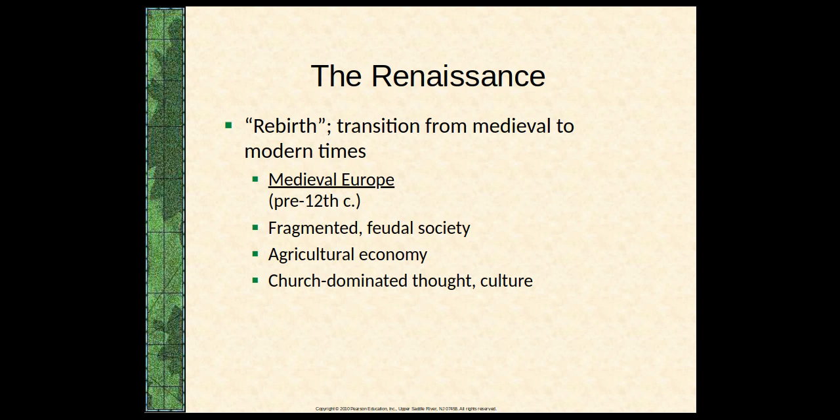This was a fragmented feudal society with manor systems and kings and lords and nobles and vassals and all that stuff. That was an agricultural economy in medieval Europe. And it was church dominated. Church dominated thought. It dominated the culture for 1,000 years. It's the premier institution in the Middle Ages.